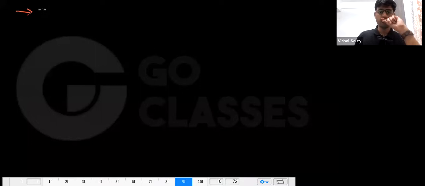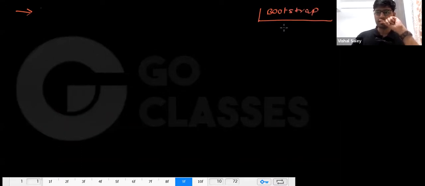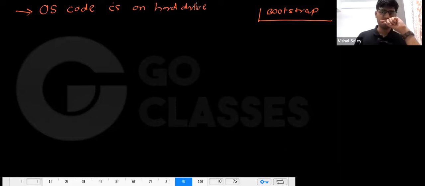Now, just remember in the back of your mind that currently the bootstrap is running. The bootstrap program is getting executed at this moment, right? So now your operating system code. I'm saying operating system code is on the hard drive, because it has to be stored in some permanent storage, which is your hard drive. It's not in the RAM as yet.